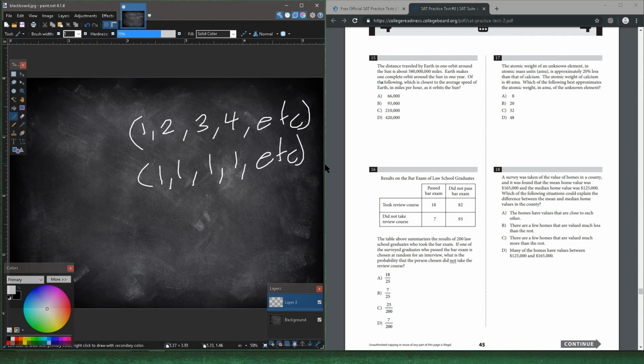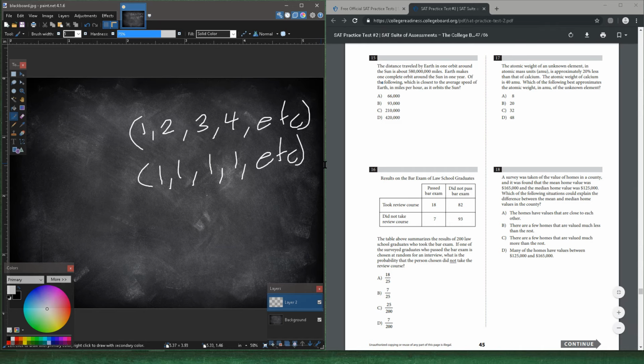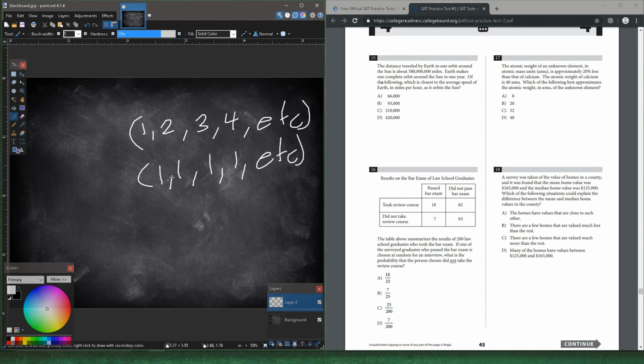There are a few homes that are valued much more than the rest. C and B contradict each other, so that's how you find the answers, because it's either one or the other. So C is the correct one, because there are some homes that are way bigger in value. So instead of like 1, 1, 1, it would be like 333 and so on.